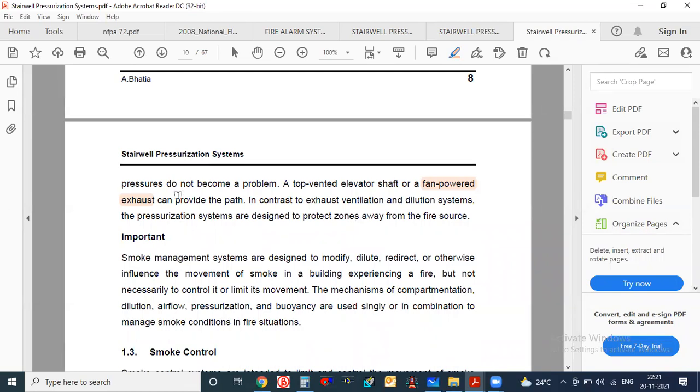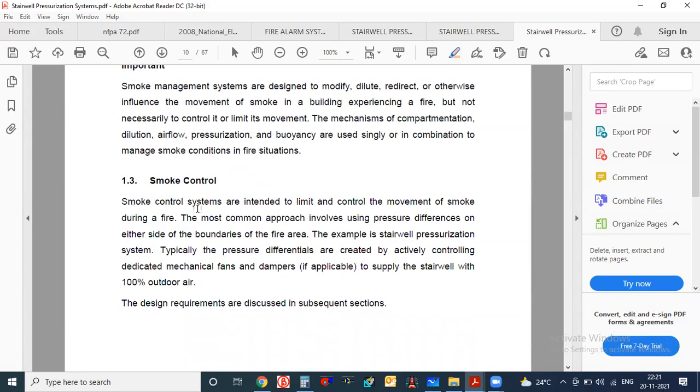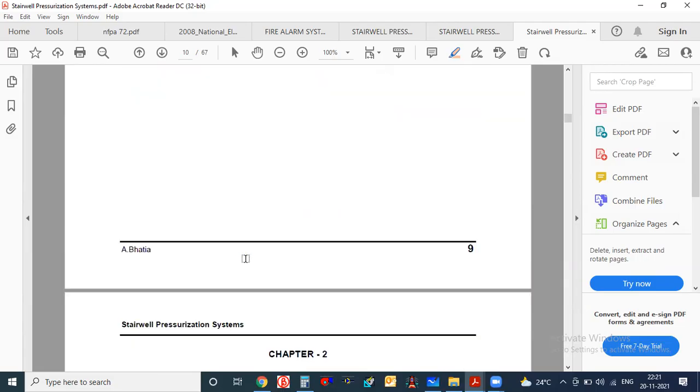Important smoke management system designed to modify, dilute, redirect, or otherwise influence the movement of smoke. Some things are given here. Then they will be talking about the smoke control. Smoke control systems are intended to limit or control the movement of smoke during a fire. The most common approach involves using pressure difference on either side. This is also one of the methods, I think so.